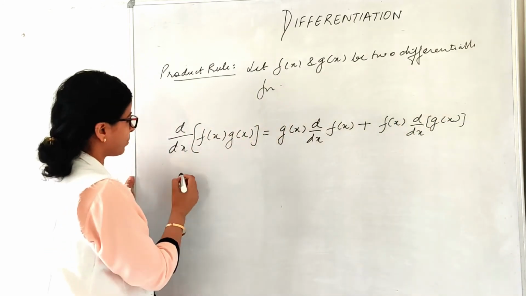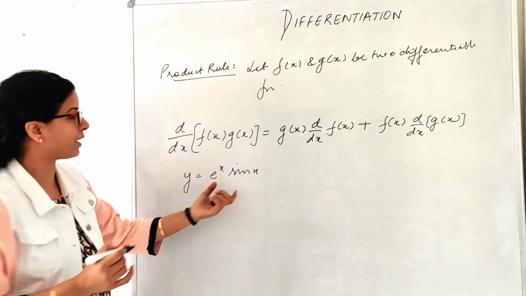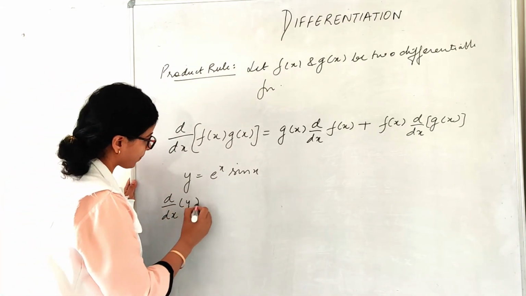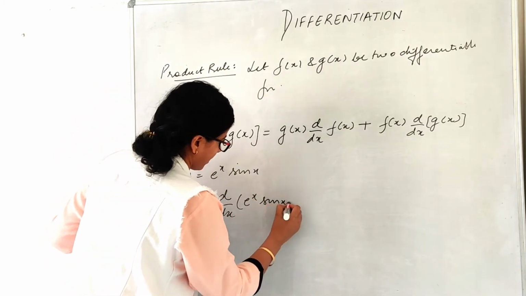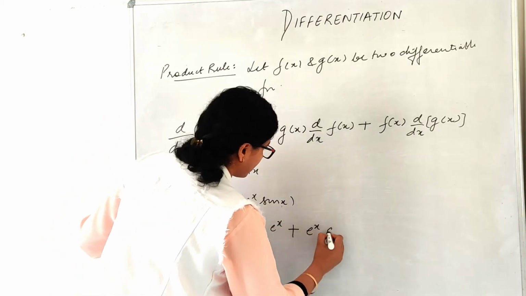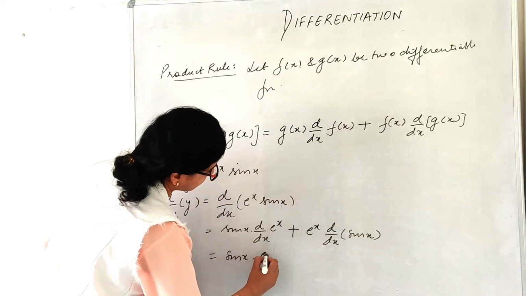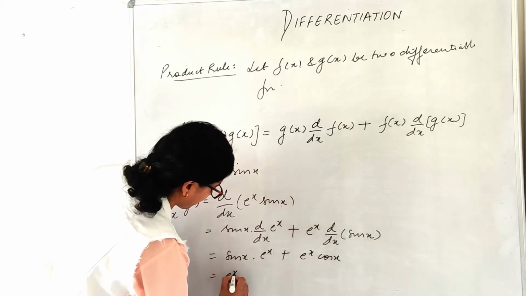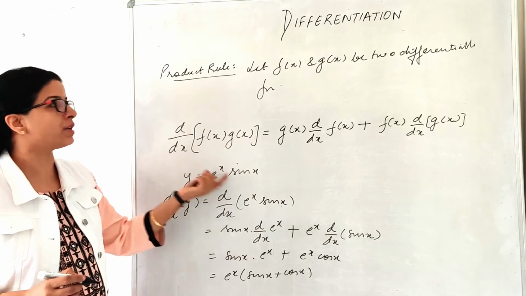Let us take one example. Say for example we have y is equal to e to the power x sin x, right? And I want to find the derivative of this function. So d upon dx of y equals d upon dx of e to the power x sin x. We'll keep sin x as it is, d upon dx of e to the power x, plus e to the power x as it is, d upon dx of sin x. Sin x into differential of e to the power x is e to the power x, plus e to the power x and differentiation of sin x is cos x. Take out e to the power x common, sin x plus cos x. So this is the derivative of the product of the two functions by using product rule.